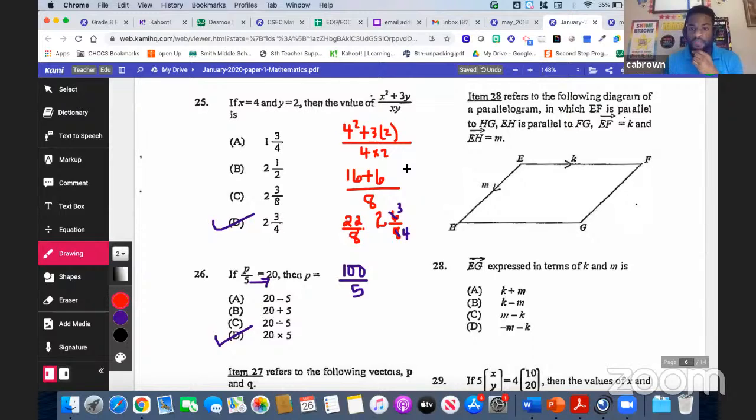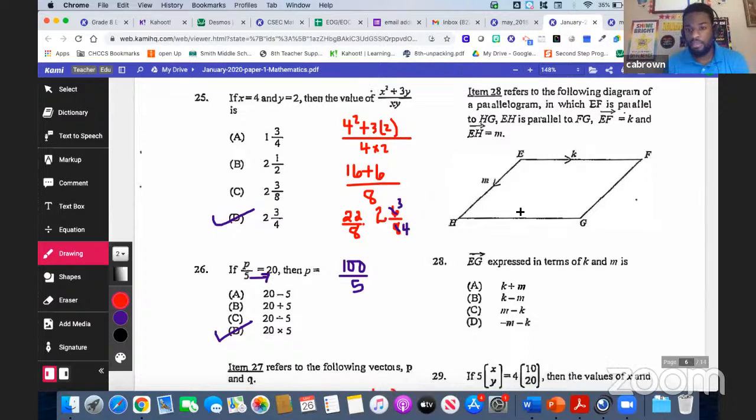All right, 28. Item 28 refers to the following diagram of a parallelogram. When we hear parallelogram, we know that the sides are parallel, in which EF is parallel to HG, EH is parallel to FG, EF is equal to K, and EH is equal to M. So we can go ahead and put that information in. So this is K, and this is M. Let's put the arrows in.